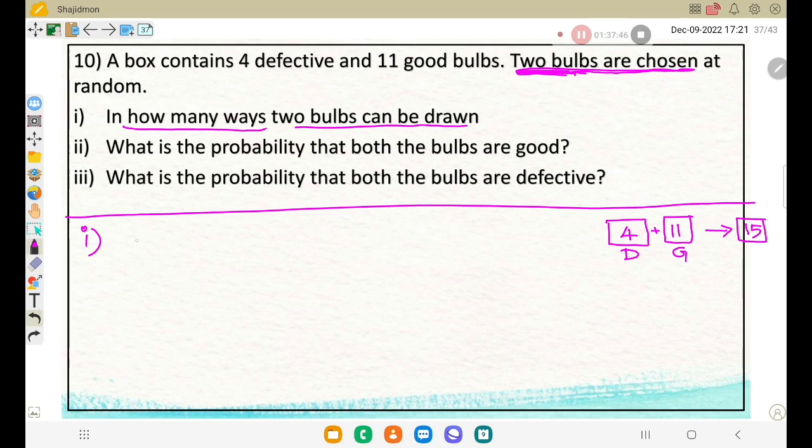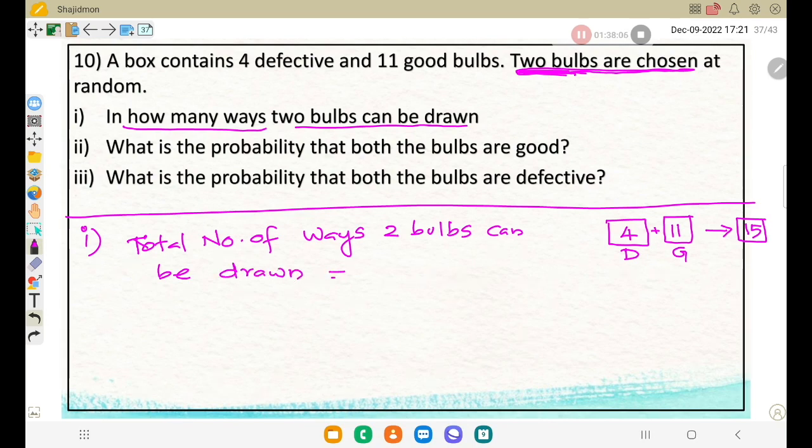Okay, so we can write: total number of ways 2 bulbs can be drawn equals, out of 15, 2 bulbs, combination of 15, 2. You can check by calculator, 105. This is the number of elements of the sample space, equal to 105. Hope you understood. Now the second part of the question.